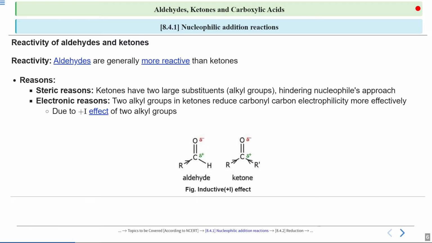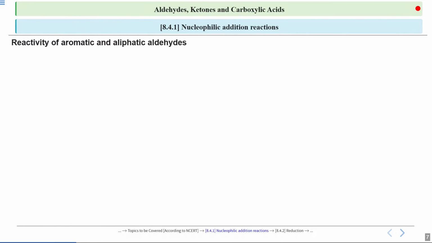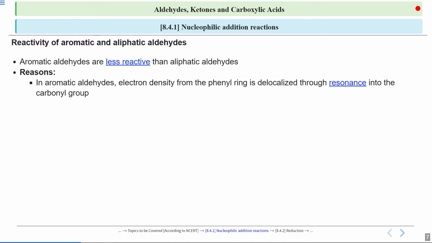Now we will discuss the reactivity of aromatic and aliphatic aldehydes. So aromatic aldehydes are less reactive than aliphatic aldehydes. If I talk about aromatic aldehydes like benzaldehyde, they are less reactive than aliphatic ones such as formaldehyde. So this difference in the reactivity is because of the structure. So let us see the reasons.